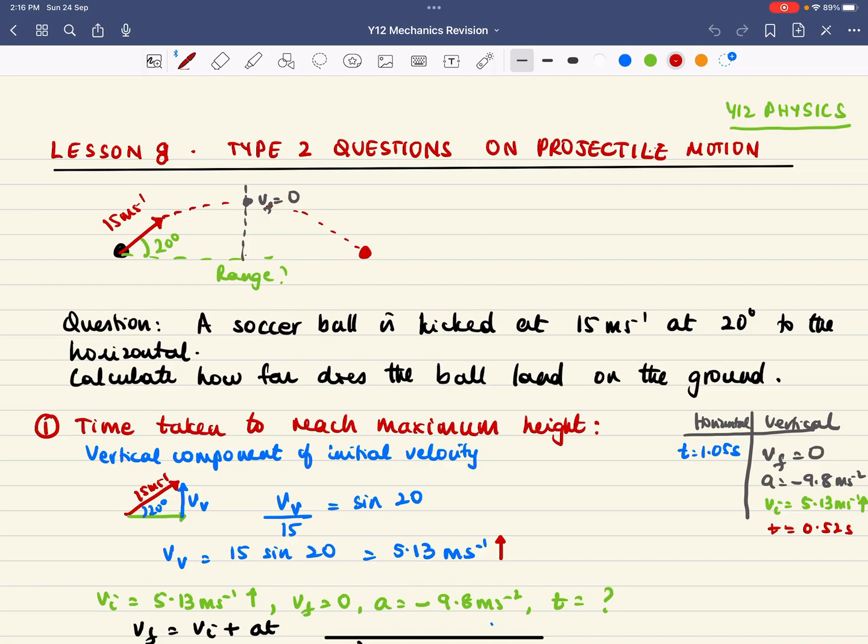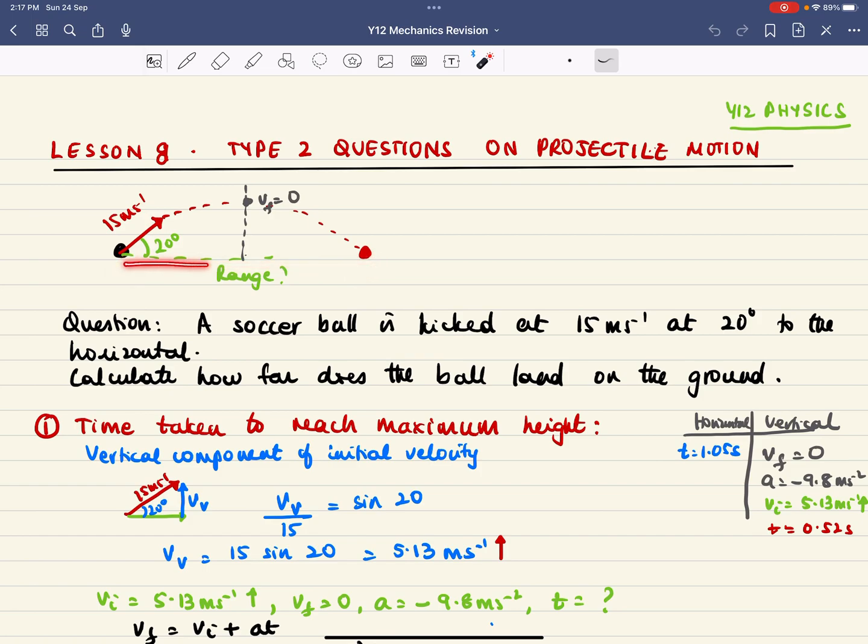So here's the question. A soccer ball is kicked at 15 meters per second at 20 degrees to the horizontal. Calculate how far the ball lands on the ground. So what does this mean? This question means a soccer ball is kicked at 15 meters a second at 20 degrees to the horizontal, and we need to find out this horizontal distance.